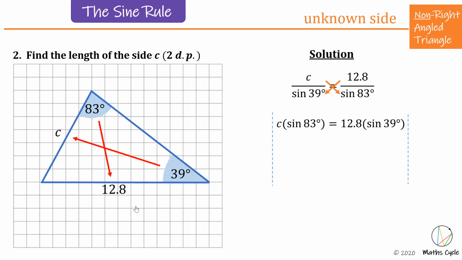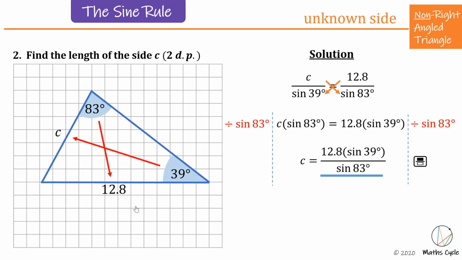Use balancing to finish off your sum. So C is multiplied by the sine of 83. So to reverse that, divide by the sine of 83 on both sides. So that leaves me with the C I'm looking for on the left, and on the right 12.8 times the sine of 39 degrees divided by the sine of 83 degrees. And as I said, just leave it in its ratio form because we'll just put it straight into the calculator like that.